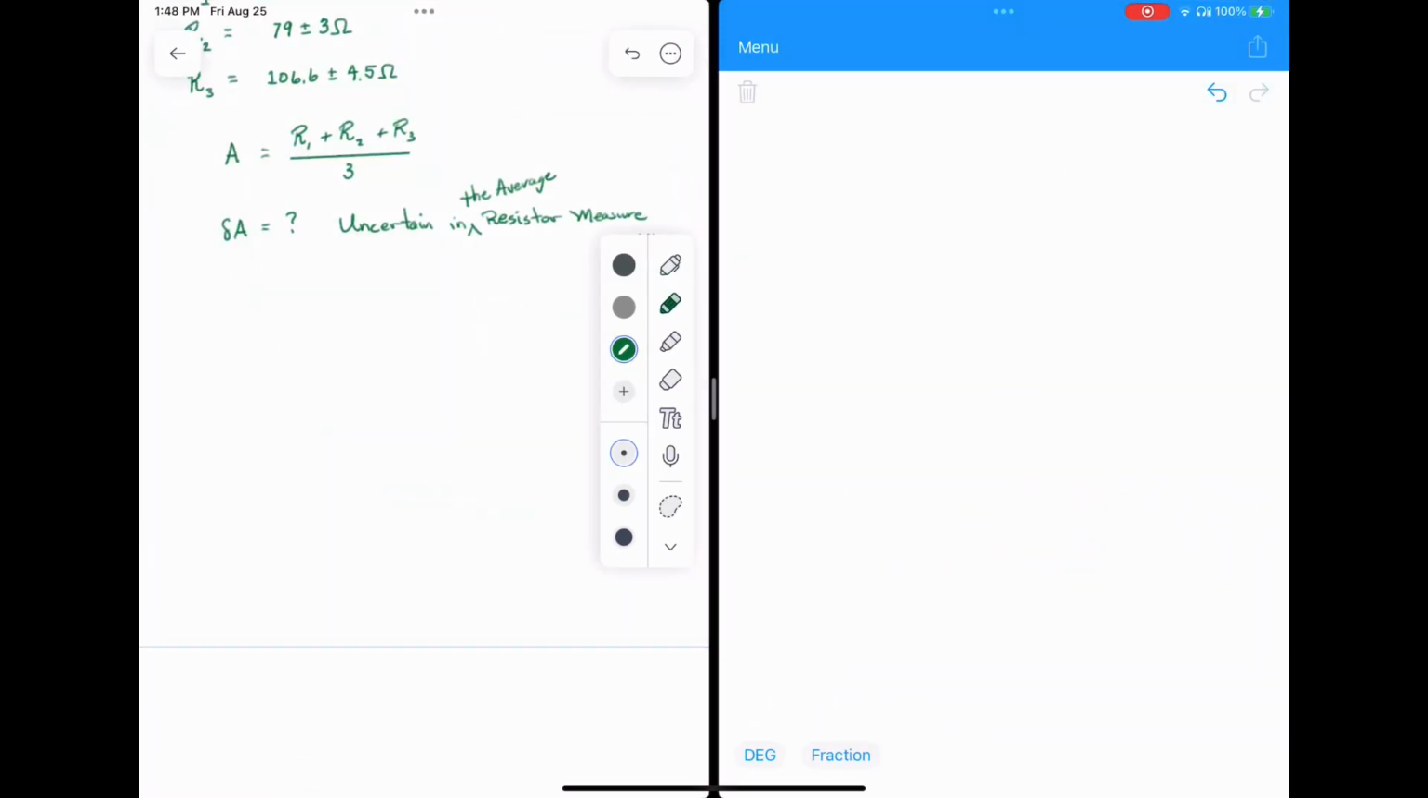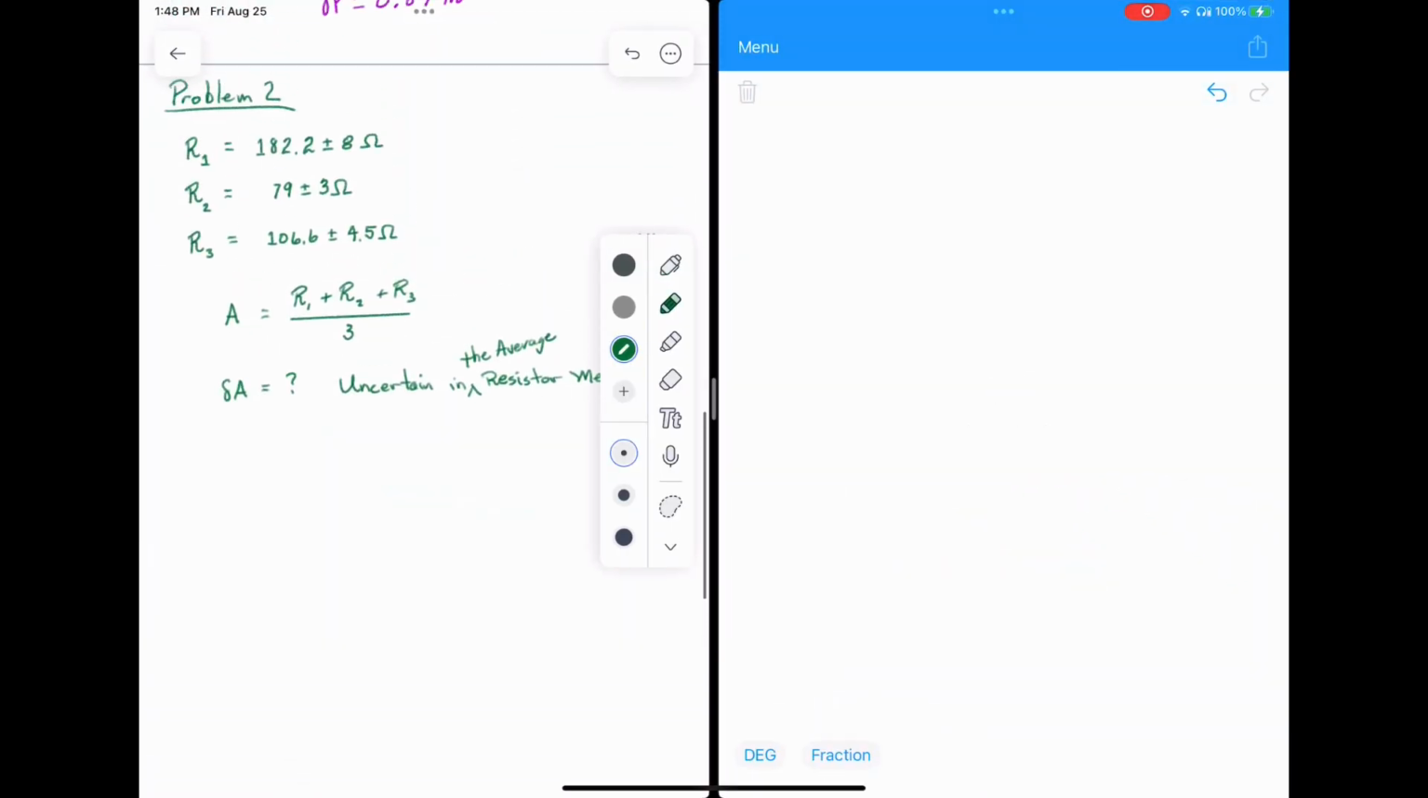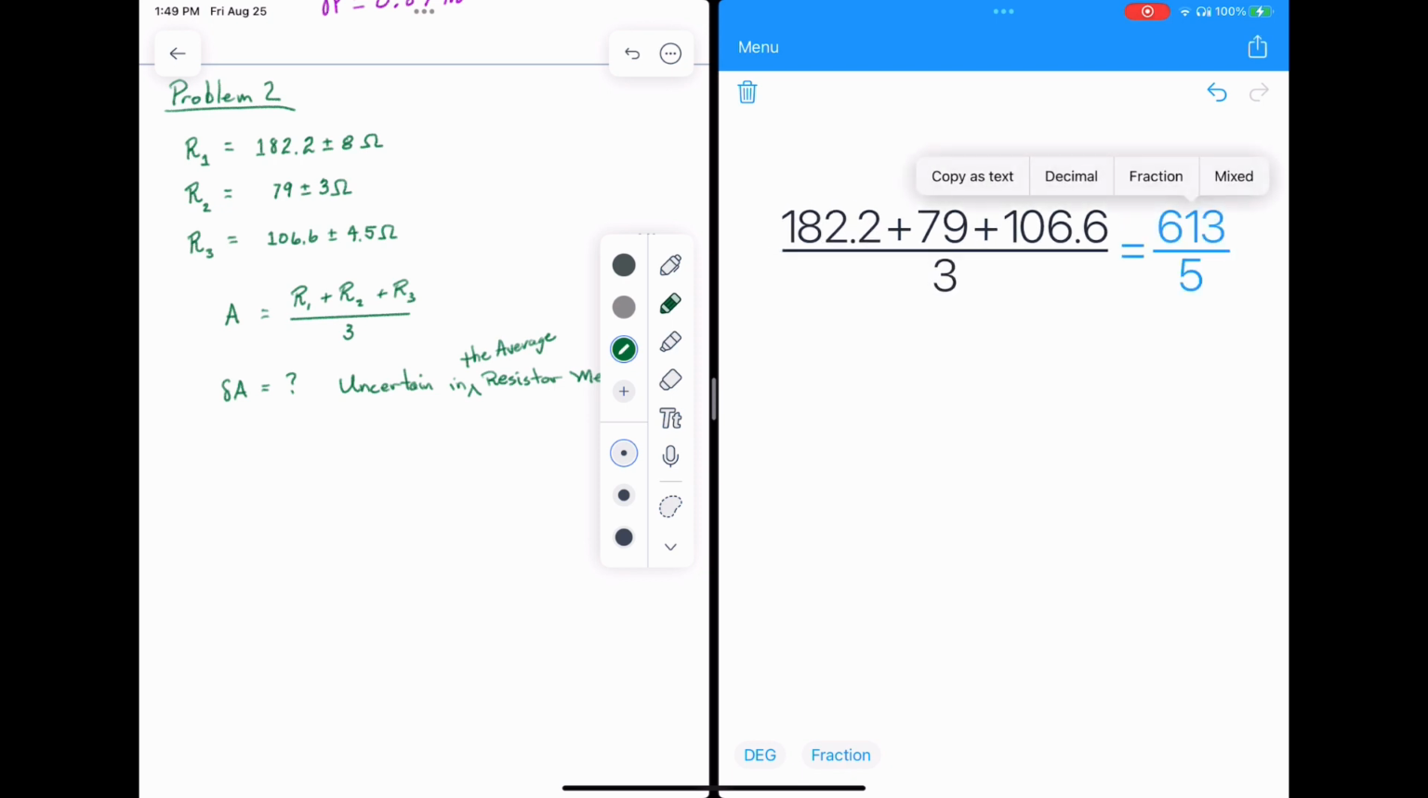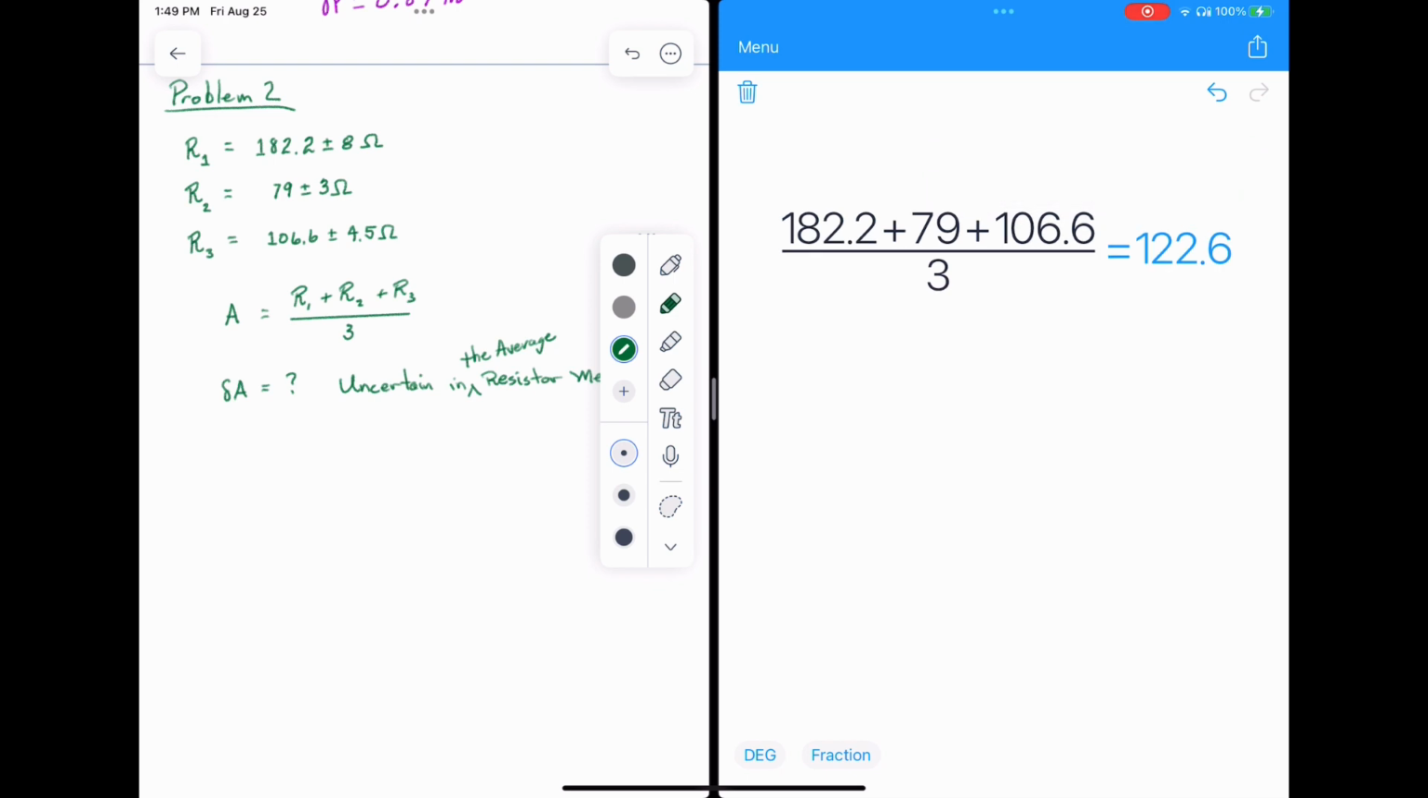So now let's just go ahead and solve for the average resistance. We're going to divide that by 3. Let's change this to a decimal format, and you'll see that my answer happens to be 122.6 ohms.